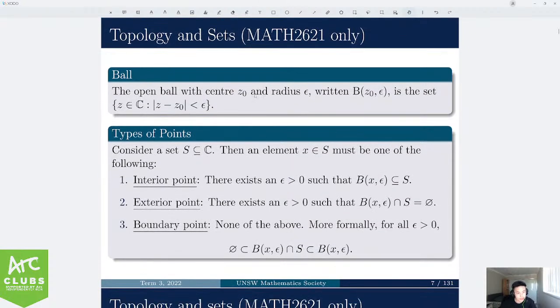Now we have essentially three types of points. Firstly, let's consider a set being a subset of the complex numbers. Then an element x must be one of the following three points. Firstly, the interior point, which is essentially when we can find a ball surrounding that point such that the entire ball is inside the set. Just one quick example, let's consider a general set.